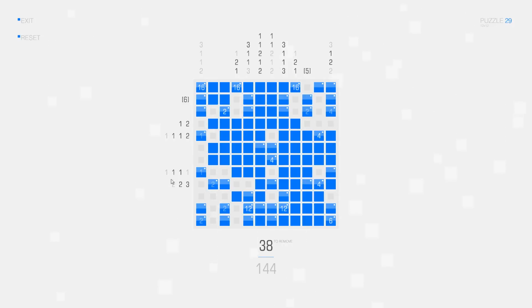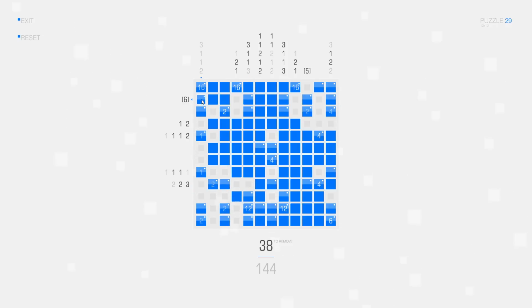I'm sort of stuck. I completed all the clues here, and I can't do anything with these clues now. So I have to find a different way to move forward with this puzzle. And wait, let me check again. Did I miss something? No, I don't think so.